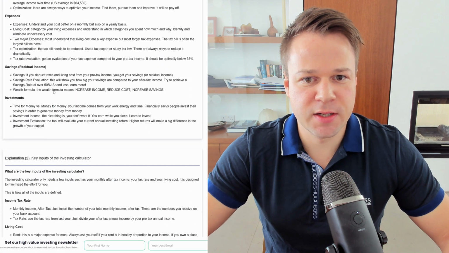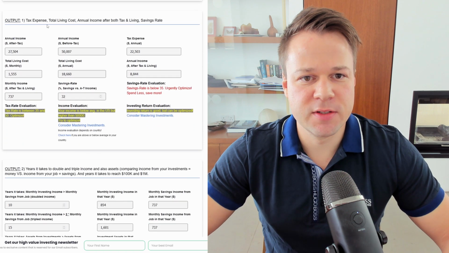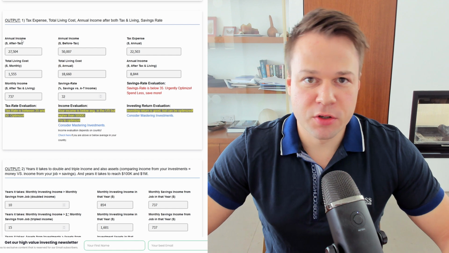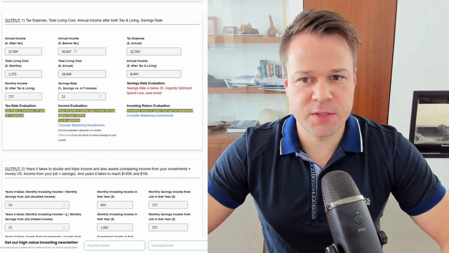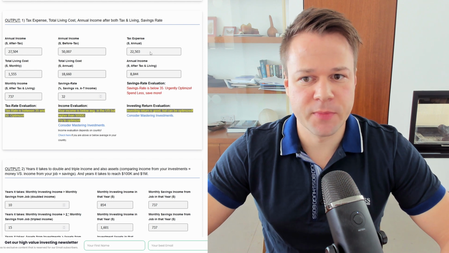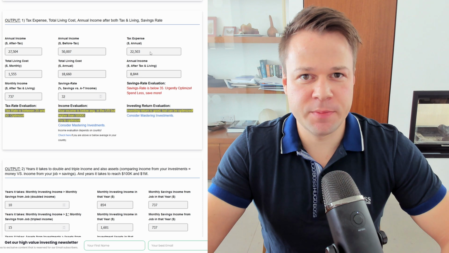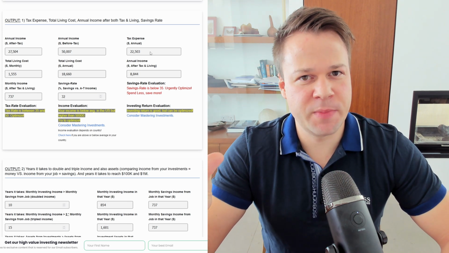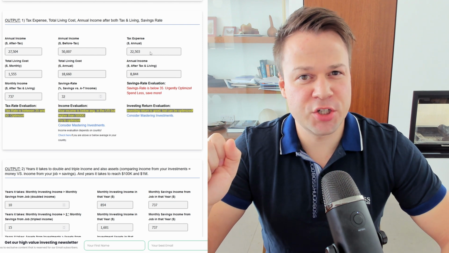So here you can see some text explanation of all the inputs and outputs. And at the end, you see your outputs. So for example, you see your annual income figures, not only monthly, but now annualized, and also after tax, before tax, you see your tax expense. And this really shows you how large the actual tax bill is in the absolute dollar amount. So it's quite a large expense, and I think most people forget that this is such a high number.